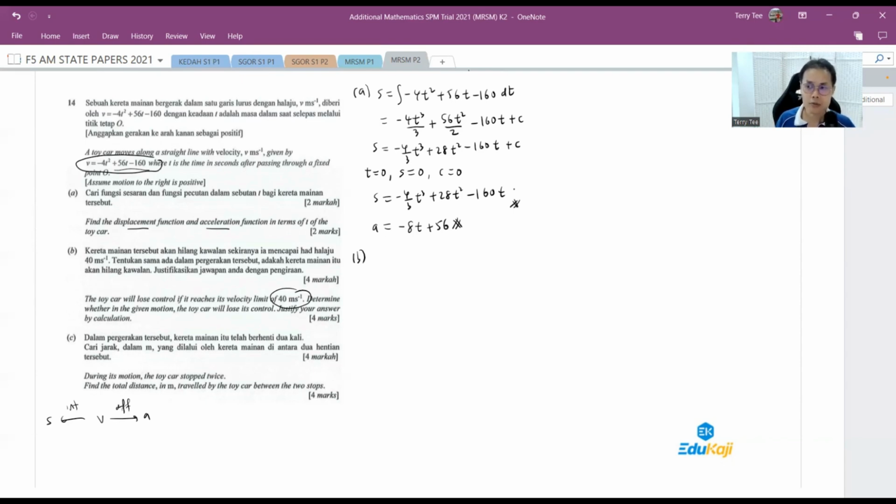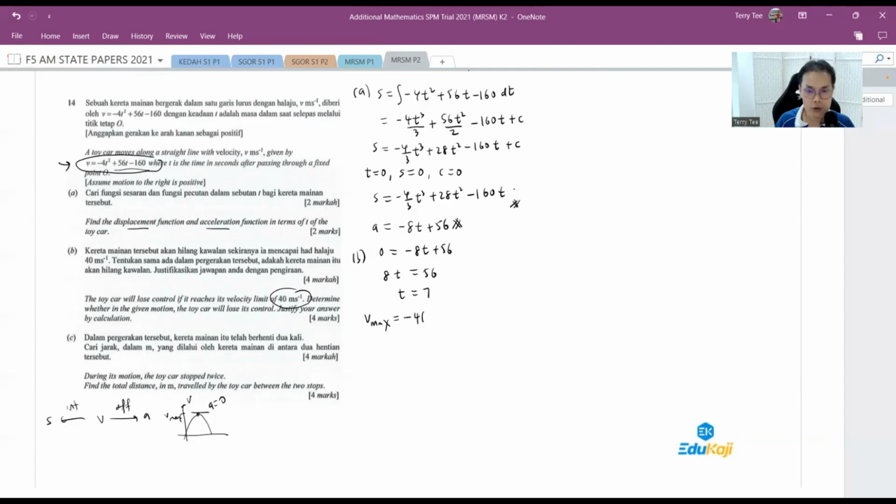To find maximum velocity, remember, when you sketch your velocity-time graph, it goes up like this, and you may have a maximum. The maximum happens when your a is 0. This is your Vmax, if you like. It happens when your acceleration is 0, because the gradient of your velocity is acceleration. So let a be 0 and find the time. Bring over, 8t is now 56, t is now 7. Take this t equals 7 and sub inside your velocity function to see whether your maximum will exceed 40 or not.